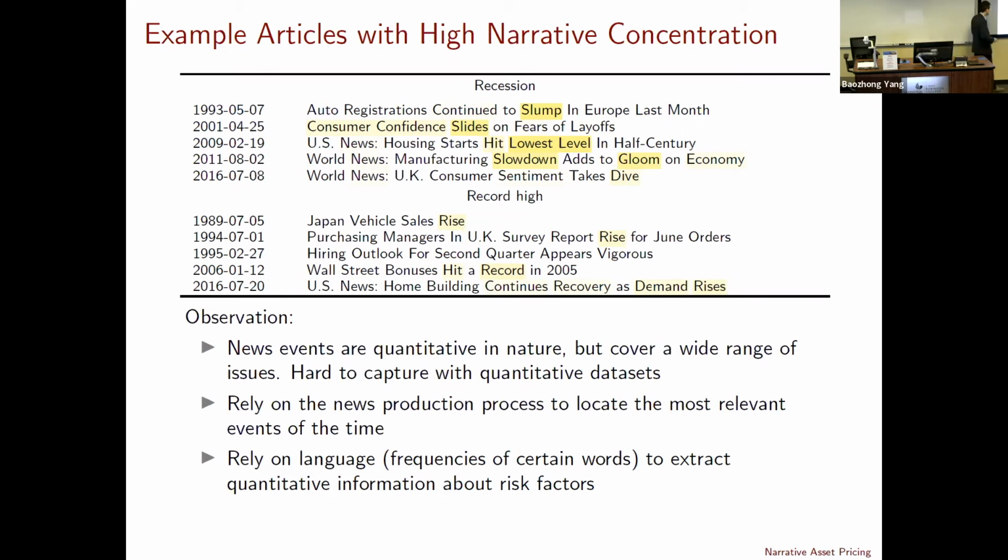So this approach using news is essentially relying on the news production process. The editor helps me choose what is the most relevant piece of information at the time. And I can use that to locate what is relevant. And I'm relying on the choice of language to figure out what's the quantitative information from that piece of information. The choice of language is just the frequency that the editor, the writer of this news, use these words, right? If they use certain words more often, I can read quantitative information from that.